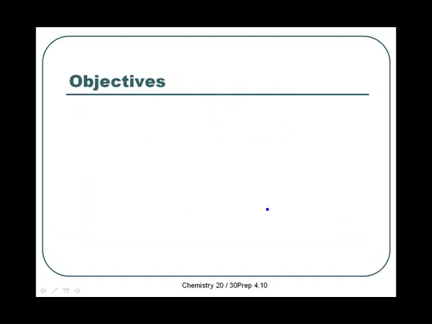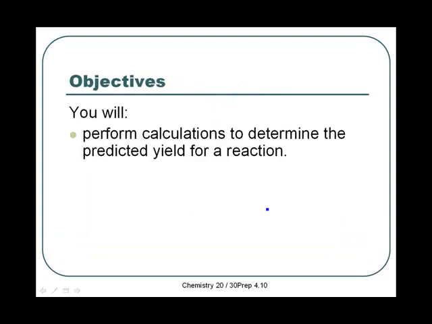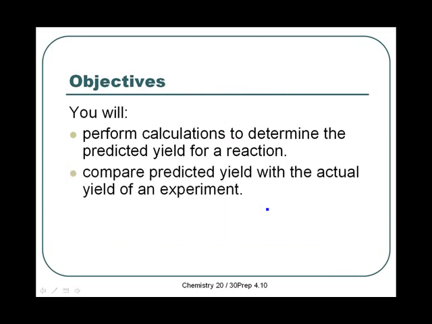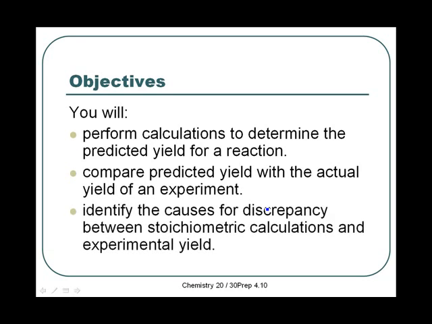By the end of this lecture, you will be able to perform calculations to determine the predicted yield for a reaction and compare the predicted yield with the actual yield of an experiment. You'll also be able to identify the causes for discrepancy between the stoichiometric calculations and the experimental yield.